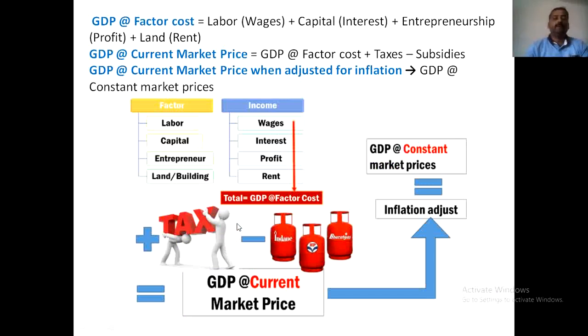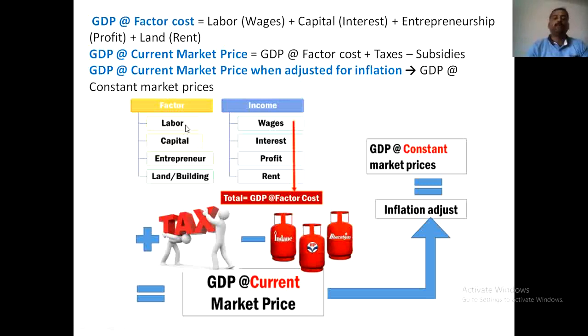Now, the very first method I am going to consider is GDP at factor cost. Now, we'll understand what the different factors are. So here I have mentioned different factors. The very first factor is the labor factor. The second factor is the capital factor. Then the third factor is the entrepreneur. And the fourth factor is land or building. Okay. So these are the four different factors we have broadly considered.